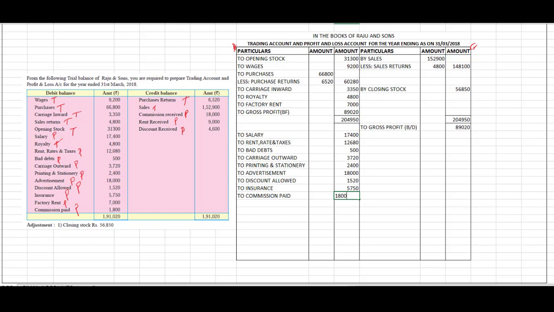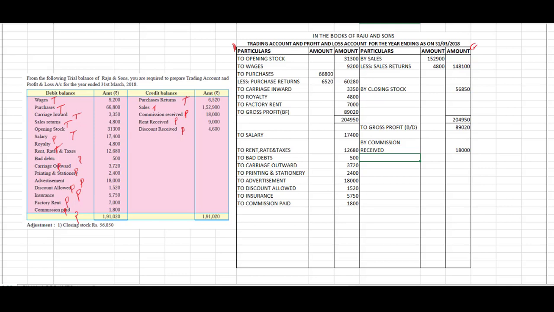Now let us see on the credit side the things that are to be recorded in the profit and loss account. We have already identified which items are credit items for the profit and loss account. Firstly, commission received, that is amounted to rupees 18,000.